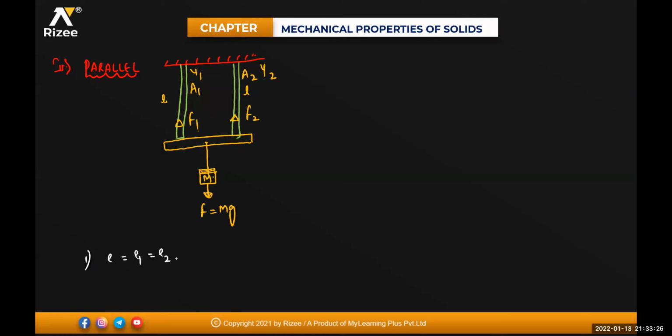Okay, but force will be different, beta. Force will be equal to the summation of both of them, F1 plus F2. If I rearrange it into one single wire, this will become a thick wire here, and here we are attaching a weight of the body. So what is the area right now? The area of this one is A1 plus A2.